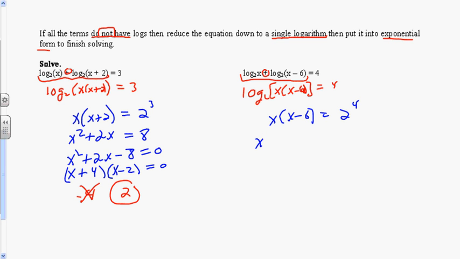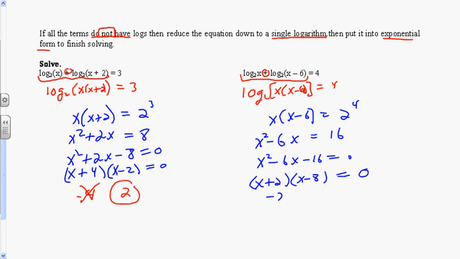We have x squared minus 6x, and 2 to the 4th power is 16. Bring that over. And we factor it. Eight and 2. We have -2 and 8. Again, we can't have the negative. So 8 is our answer.